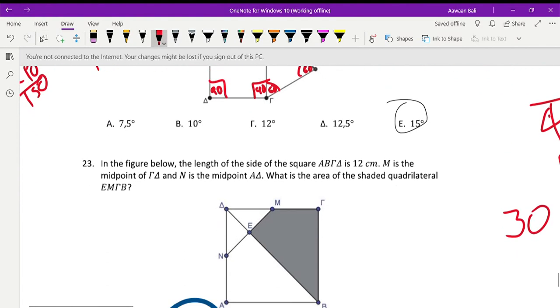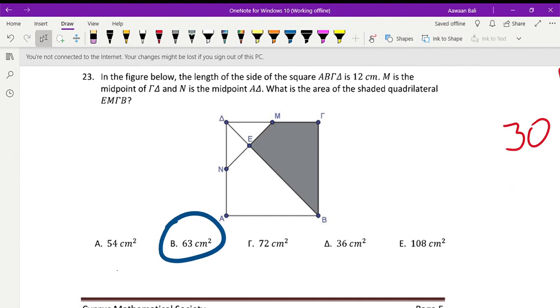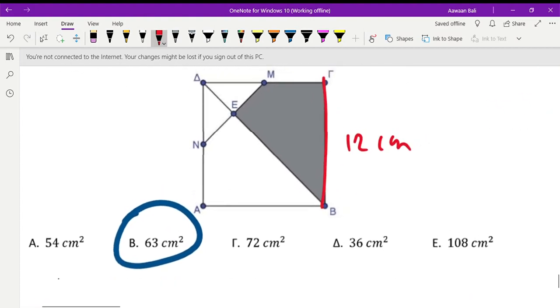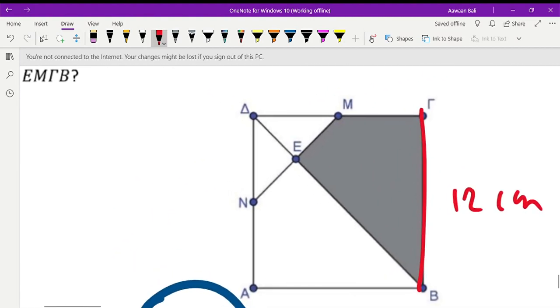Okay. Question number 23. In the figure below, the length of the side of the square alpha, beta, gamma, delta is 12 centimeters. M is the midpoint of gamma, delta, and N is the midpoint of alpha, delta. What is the area of the shaded quadrilateral? You see the shaded quadrilateral. So to find this, we'll have to find the area of the triangle, the half of a square, which is a triangle.